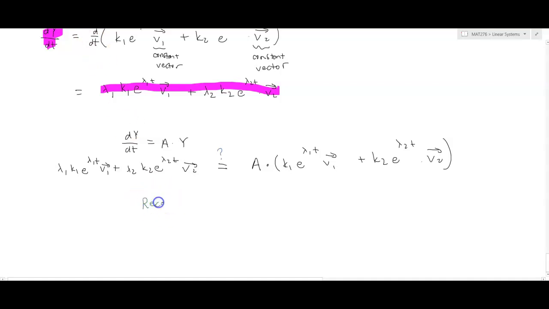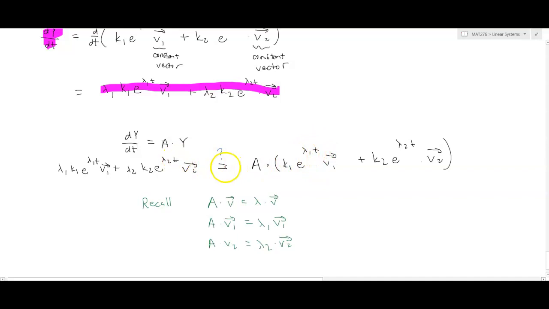The property that eigenvectors have is that whenever you take A times an eigenvector v, that equals lambda times v. So that means that A times v1 is equal to lambda 1 v1, and A times v2 will equal lambda 2 times v2. That's going to be key in showing that these two sides are identical.